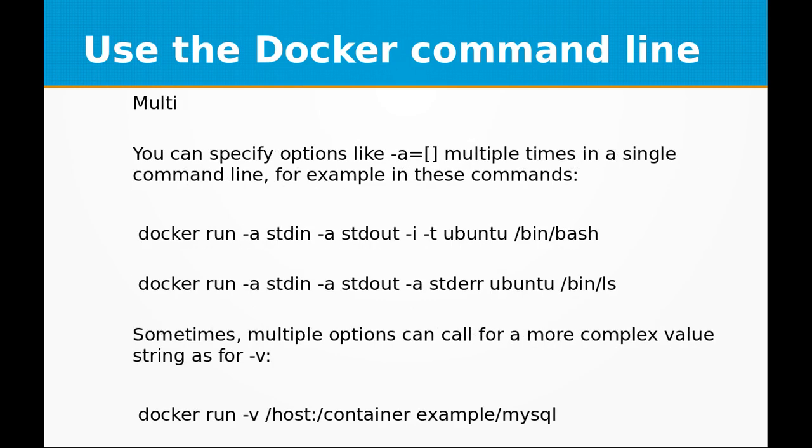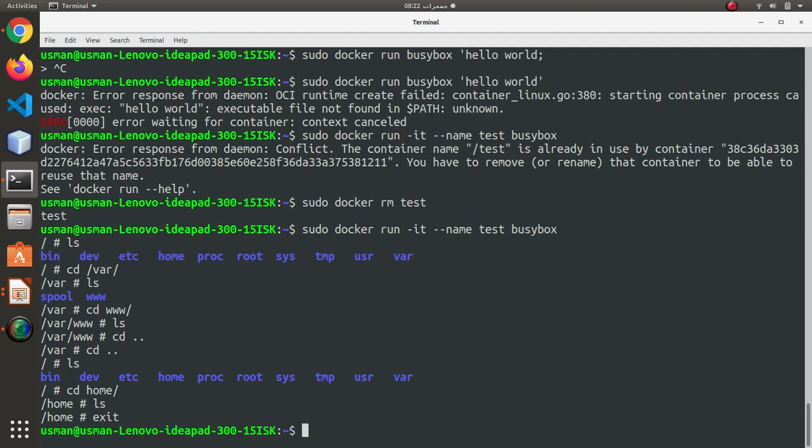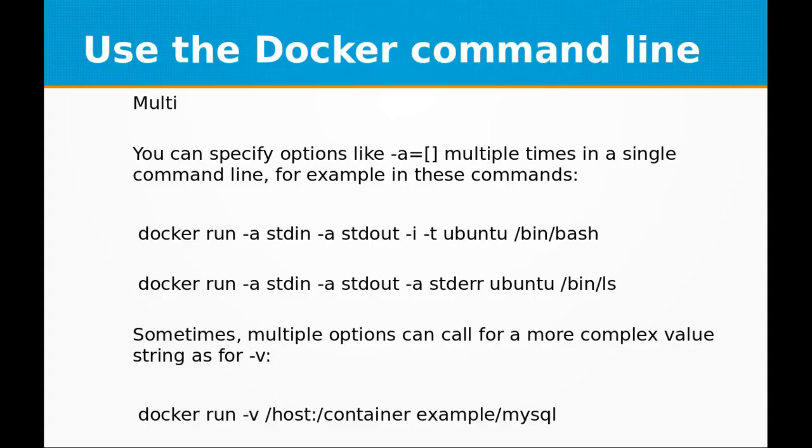Okay, let's look at another option, that is running multiple times a single command. You can specify options like -a=[] multiple times in a single command line. For example, in these commands, docker run -a stdin -a stdout -i -t ubuntu /bin/bash. So let's exit this and we are back to our host operating system.